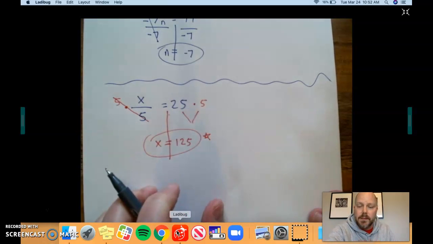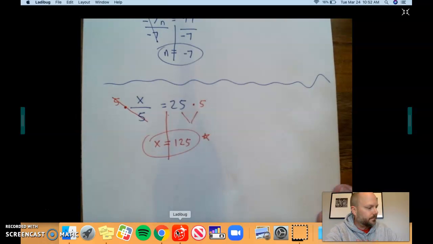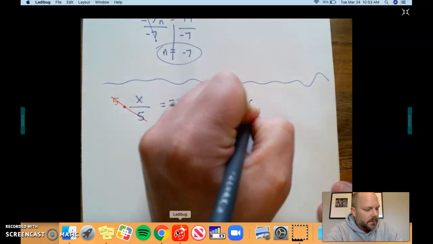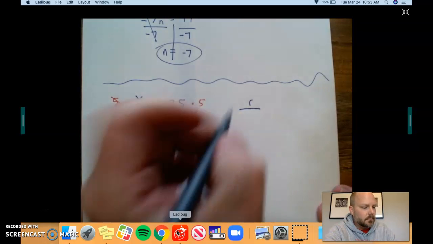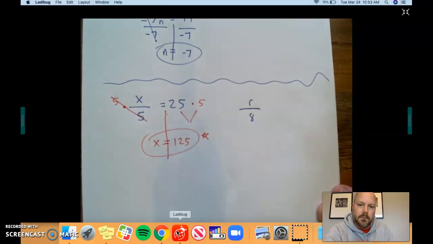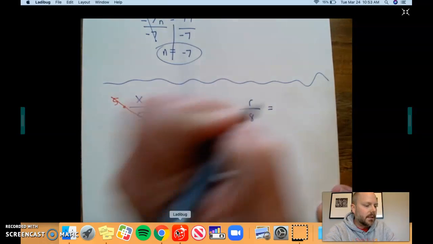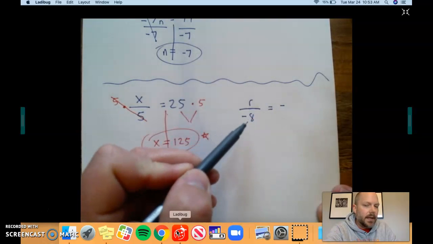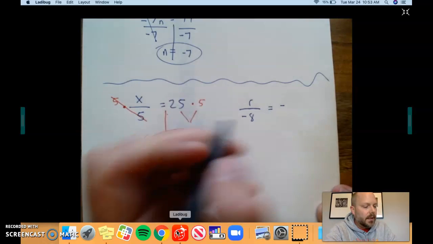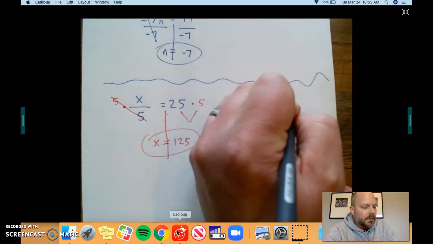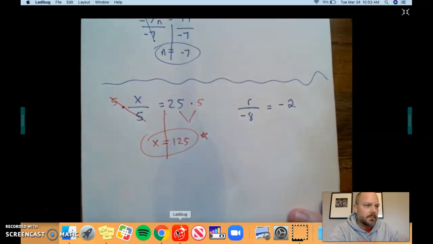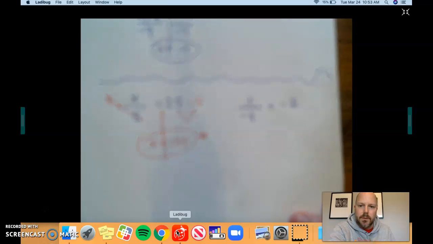Let's do one more, but this time let's use a negative number. I'm going to use r divided by, let's say, 8 equals negative. I'm going to make this a negative. Let's do that. So r divided by negative 8 equals negative, let's say, 2. Okay? Same process.